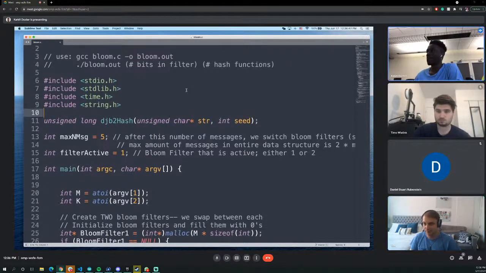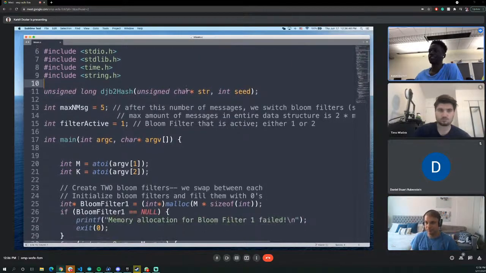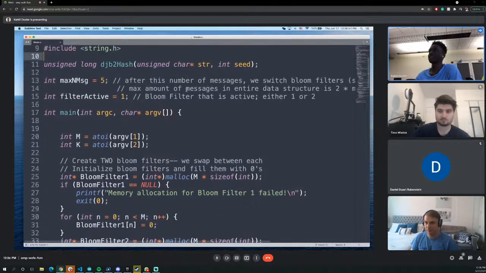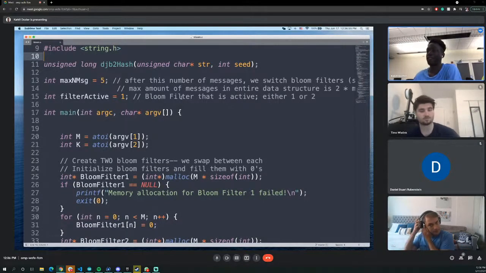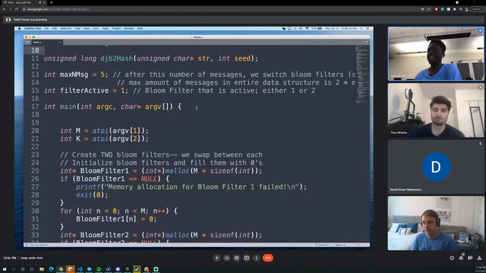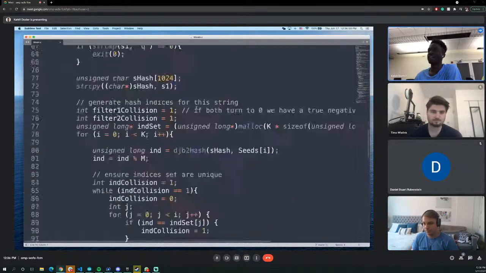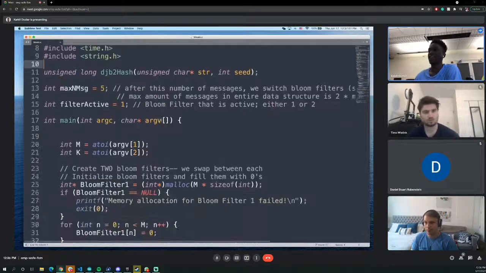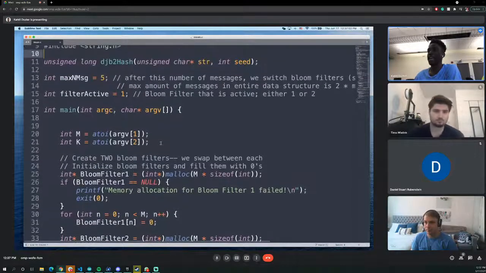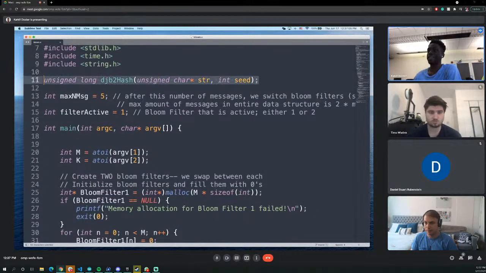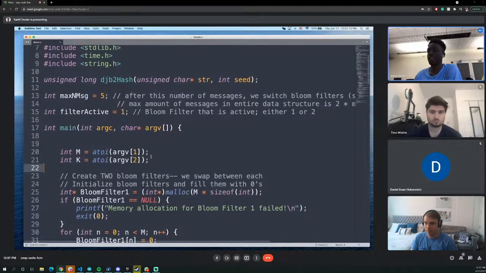So this is a basic implementation of the bloom filter in C, and I also added the two bloom filters switching back and forth. Again, it's only about 150 lines, so the implementation of the actual algorithm is not that complicated. The key here is to get a good hash function. This is a hash function implemented in C. I literally grabbed it off the internet, but it should not be that hard to find one good enough for your purposes.